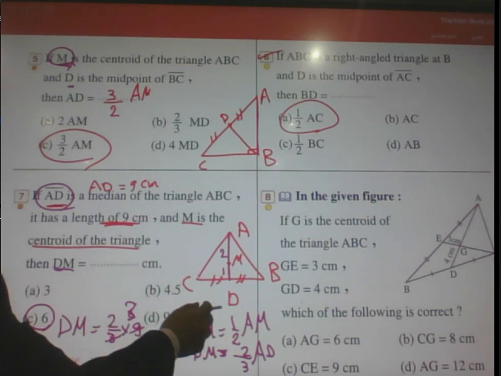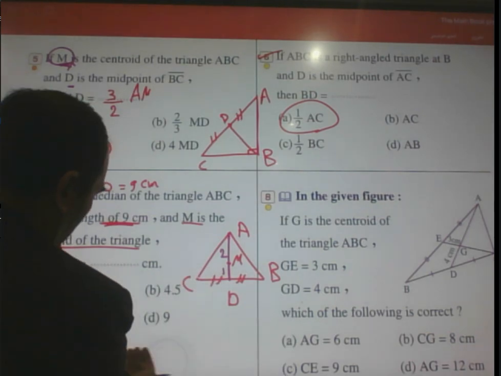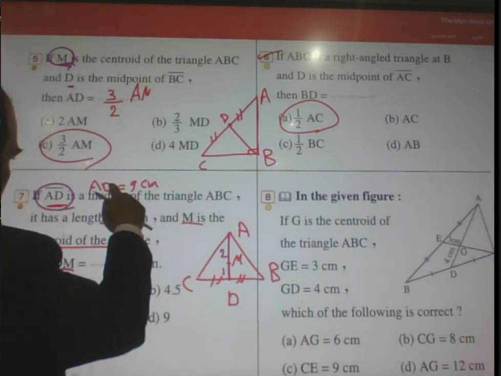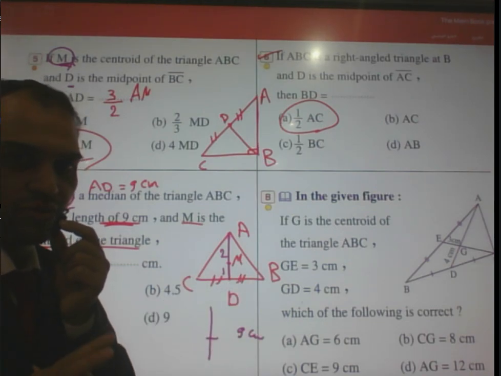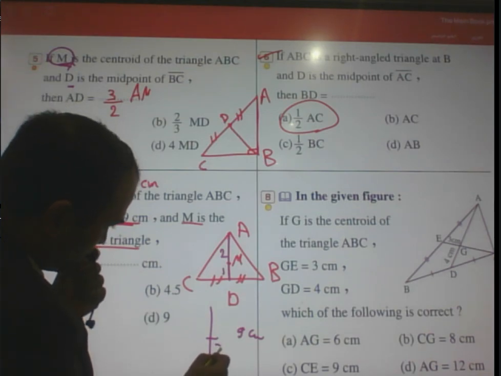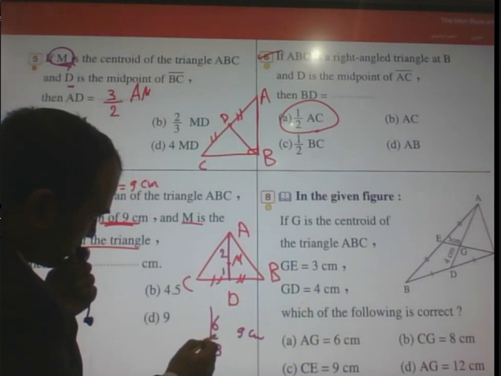Or you can solve the example by another method, like this. Look here, we have 9 centimeters. We can divide 9 by 3. 9 divided by 3 equals 3. Then in the base, we can write 3 centimeters, and 3 plus 3 equals 6. You can solve the example by this method directly, okay?